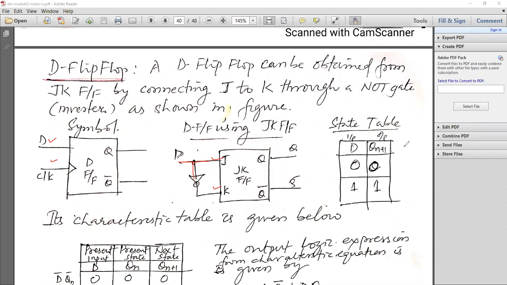If we write the state table for the D flip-flop, what are the possible combinations of D inputs? 0 and 1, because we are taking only one input here, the D input. But what is the output? That is the next state output, Qn plus 1. It depends on the present value only. So 0 remains 0, 1 remains 1. Whatever you are giving, that same thing is produced.